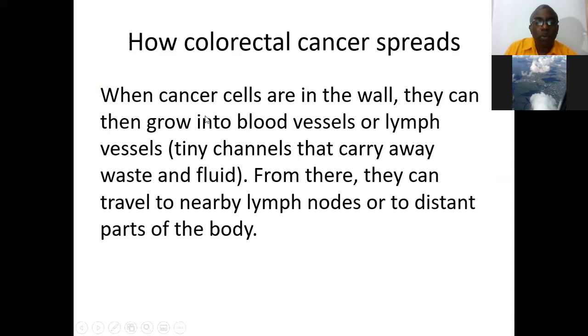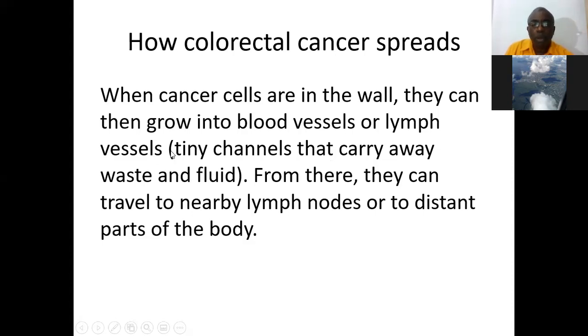All right. So when cancer cells are in the wall, if the cancer goes through, it can get into the blood vessels or the lymphatic system. The lymphatic system is a kind of parallel system to the blood vessels that helps to mop up or absorb the fluid from the interstitial space, that is the space between the cells, and bring it back into the bloodstream.